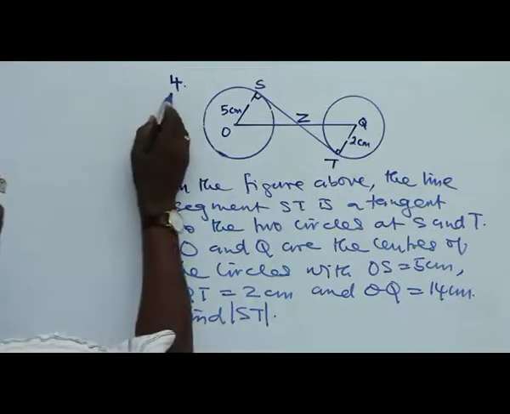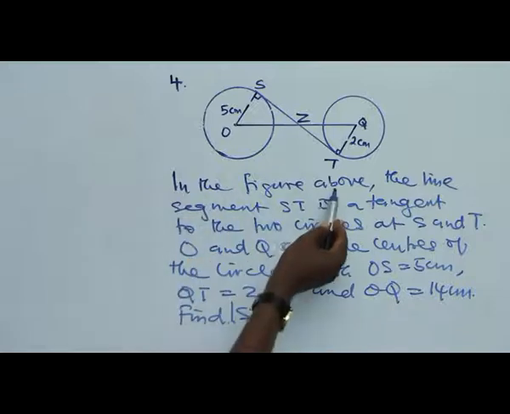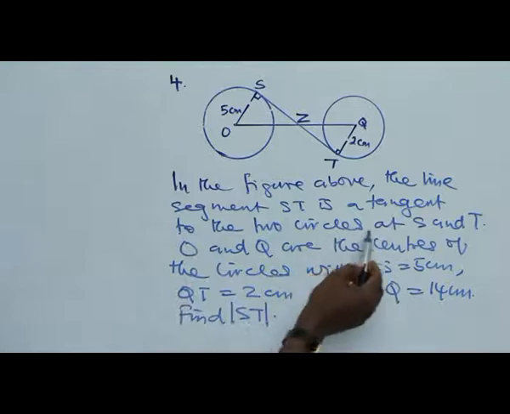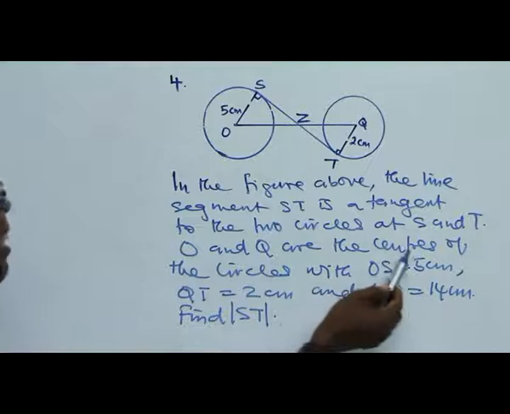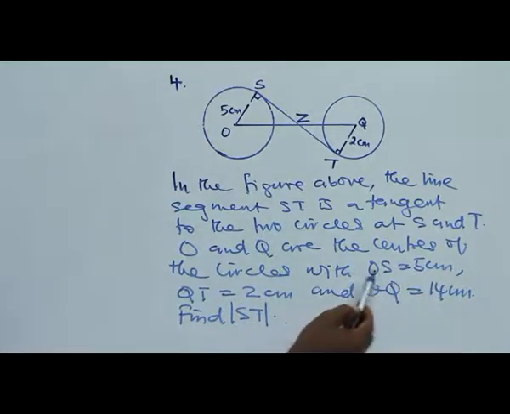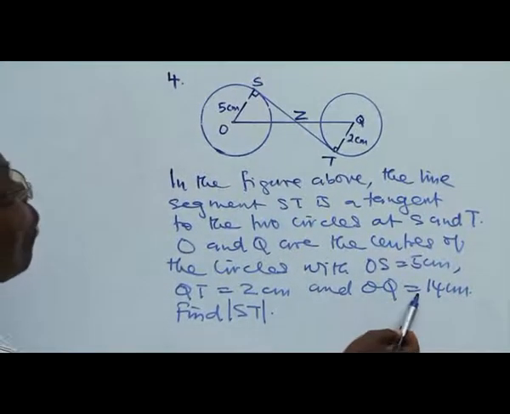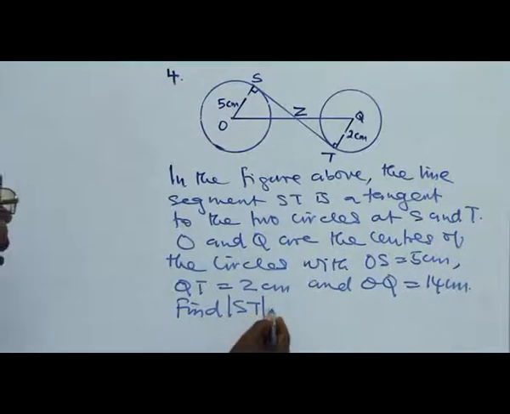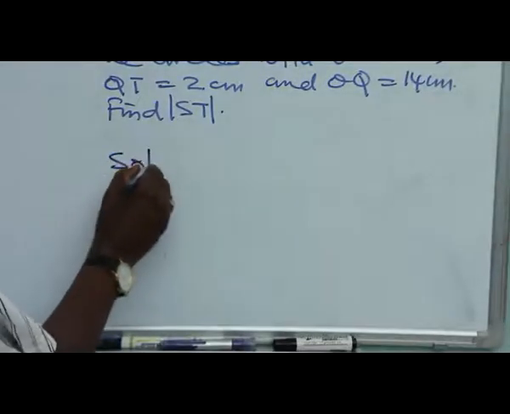Example number 4. Here is the diagram for you, described as follows. In the figure above, the line segment ST is tangent to the two circles at S and T. O and Q are the centers of the circles, with OS equal to 5 centimeters, QT equal to 2 centimeters, and OQ equal to 14 centimeters. Find the length of ST. Solution.